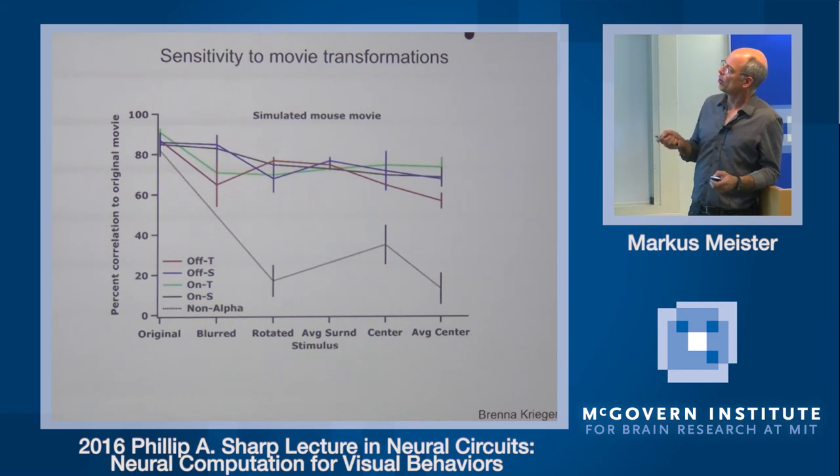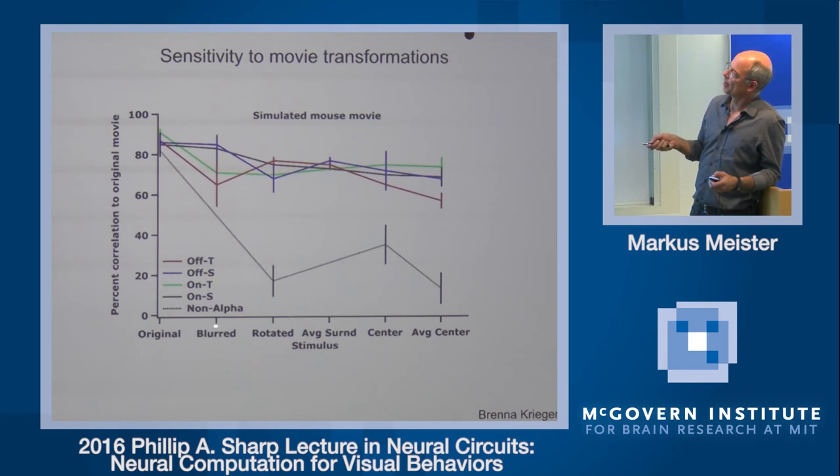Okay, so just to bring this home, here's a summary of a larger population of neurons that we analyzed. I'm plotting the percent correlation between the firing rate under the modified movie and the firing rate under the original movie. If you simply compare one example of the original with another one, meaning this is a cross-trial correlation, you get something like 85 or 90%.